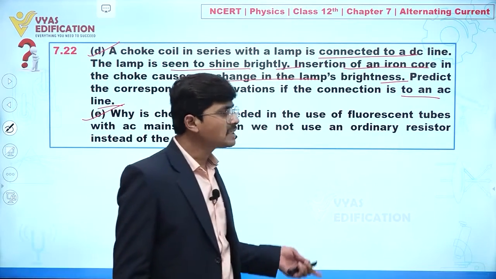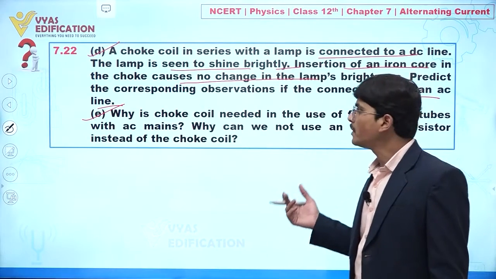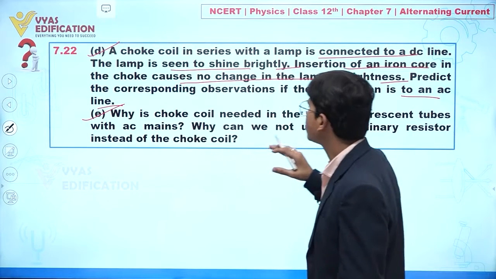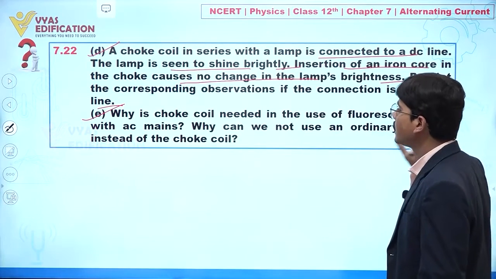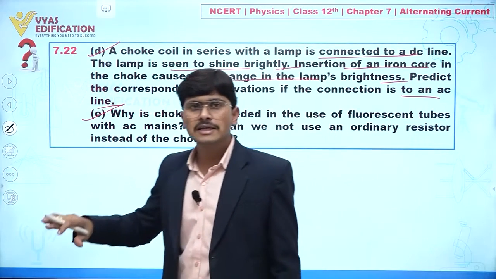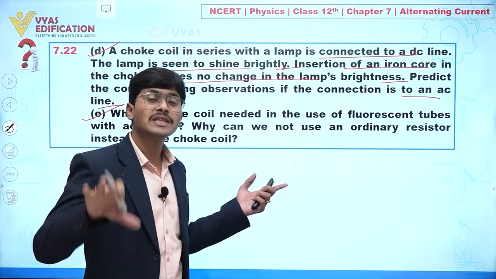But let's suppose we connect this choke coil. At that time some impedance is across this choke coil, and only some current flows in the fluorescent tube. So that's why we use a choke coil with the AC supply.